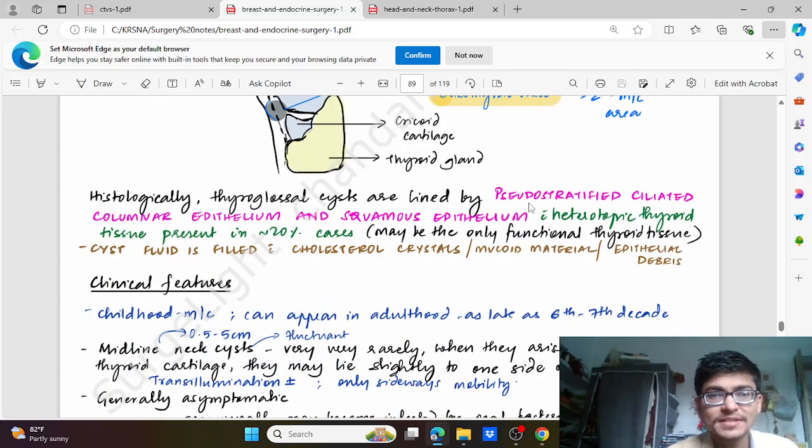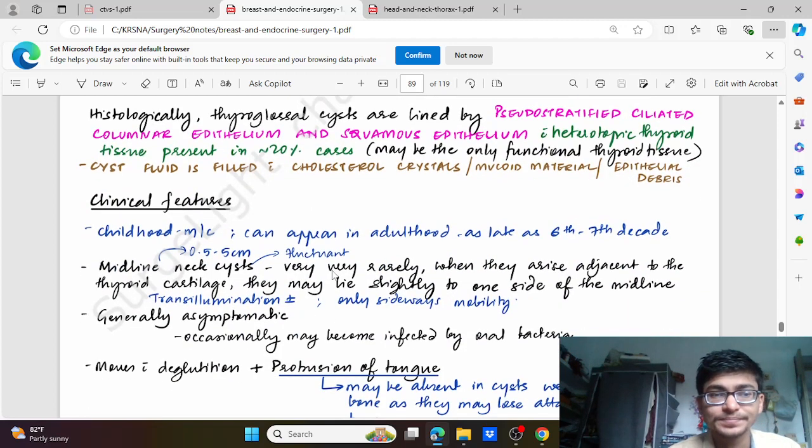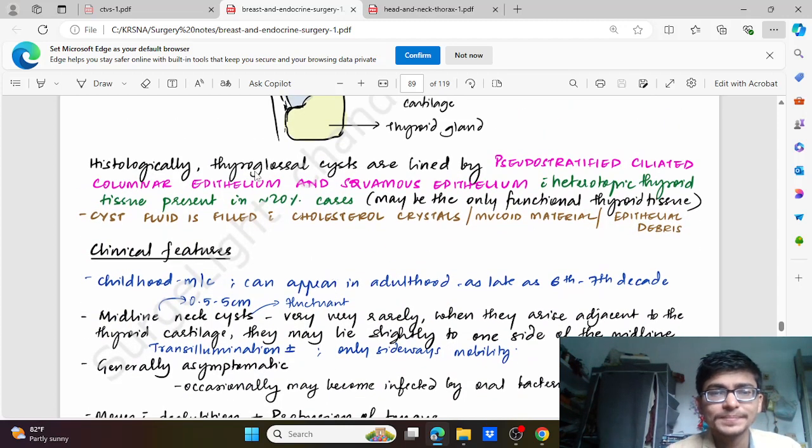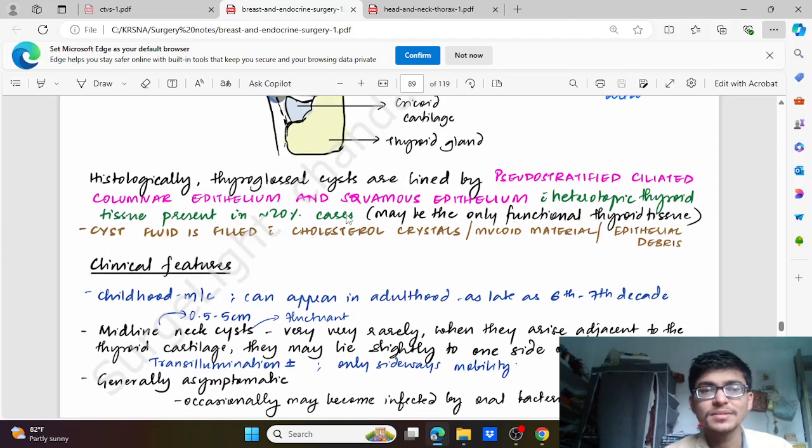Histologically, these will have pseudostratified ciliated columnar epithelium along with squamous epithelium. It may sometimes have heterotopic thyroid tissue, and sometimes may be the only functional thyroid tissue, as in 20% of cases. The cyst fluid may have cholesterol crystals, mucoid material, or epithelial debris.